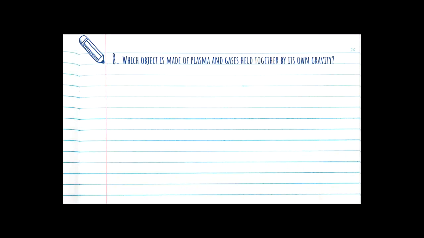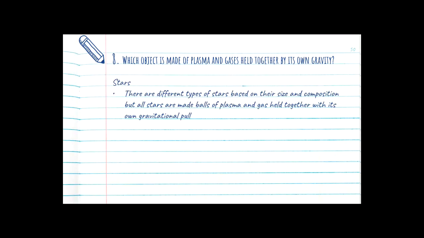Which object is made of plasma and gases held together by its own gravity? So this is stars, and there are tons of different stars, and it has to do with the different types of gas that is used in the composition of it, and so that will change the color, as well as how much stuff is in it will change how big it is, and how big it is will determine how long it can stay alive, because it's all made out of gases and it's on fire, essentially is what it is. And so as all of the gases burn out, the star will eventually die.